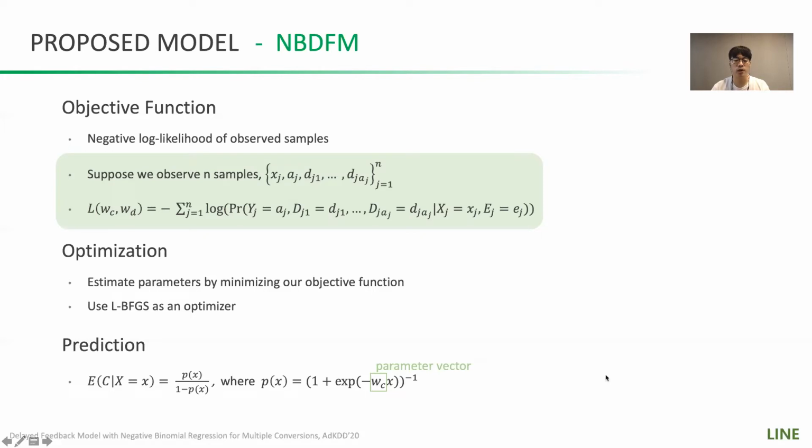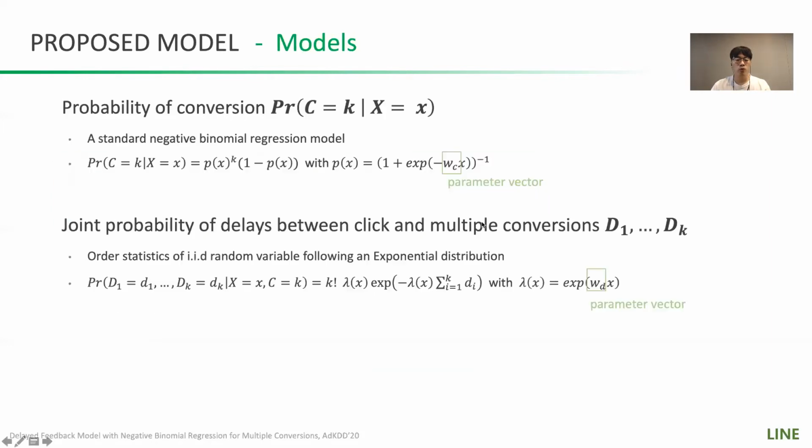In the next part, we'll focus on how we get the log likelihood given samples in our model. We need two models when constructing the log likelihood. One is for conversions and the other is for delay, because they are used in calculating the log likelihood. It will be explained in the next part.